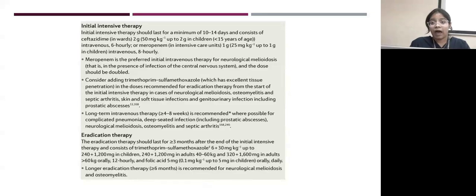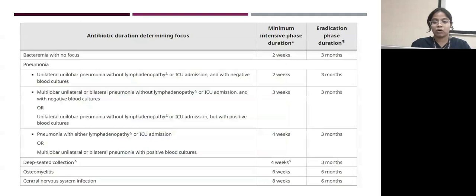And we can also add Septran in case there is neurological involvement or osteomyelitis or septic arthritis. And we also have to give Septran during the eradication phase, which minimum should be for 3 months. However, it can extend up to 8 to 9 months also.